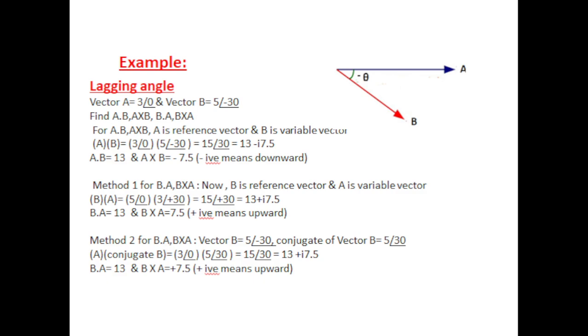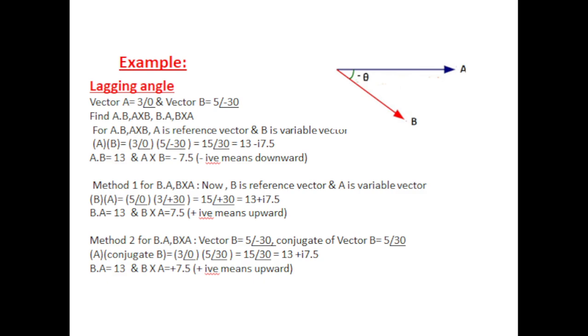Now B is a reference vector and A is a variable vector. The product of B and A equals 5∠0 into 3∠+30, which equals 15∠30, which equals 13 + j7.5. So B dot A equals 13 and B cross A equals 7.5. Positive means upward.